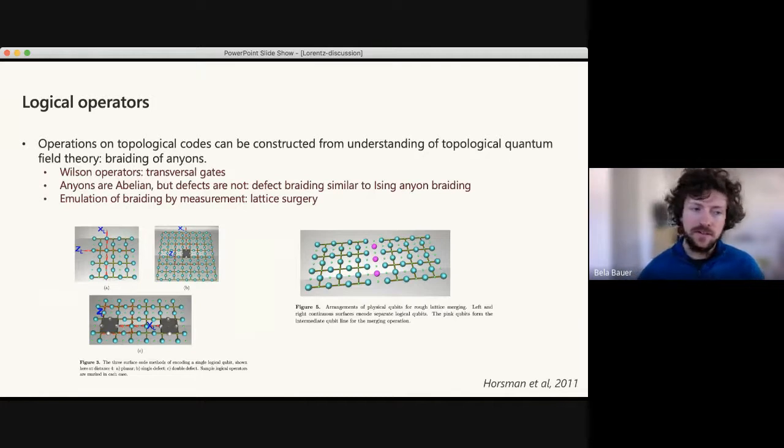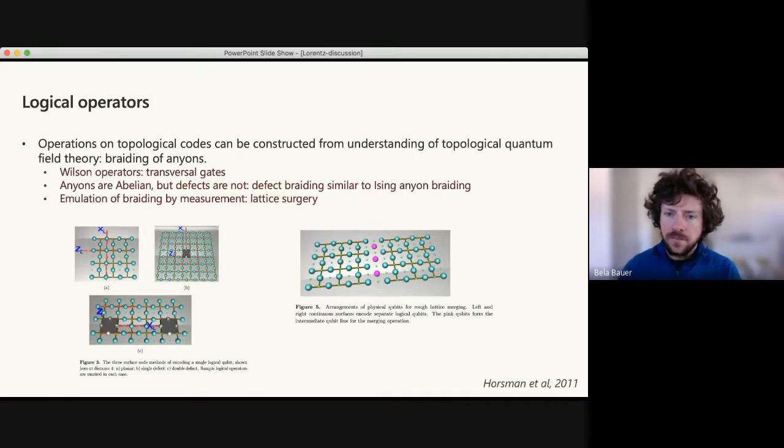The next question is, now we have these logical qubits, how do we actually do operations on them? On these topological codes, this can be constructed from understanding topological quantum field theory. And so basically, the way you do operations is by braiding of anyons. I don't want to really go into the details here, but I think for the surface codes, there's sort of 3 broader ways of doing this. One is to basically apply what's called a Wilson operator on the TQFT side, which you can think of as moving an abelian anyon through your system.